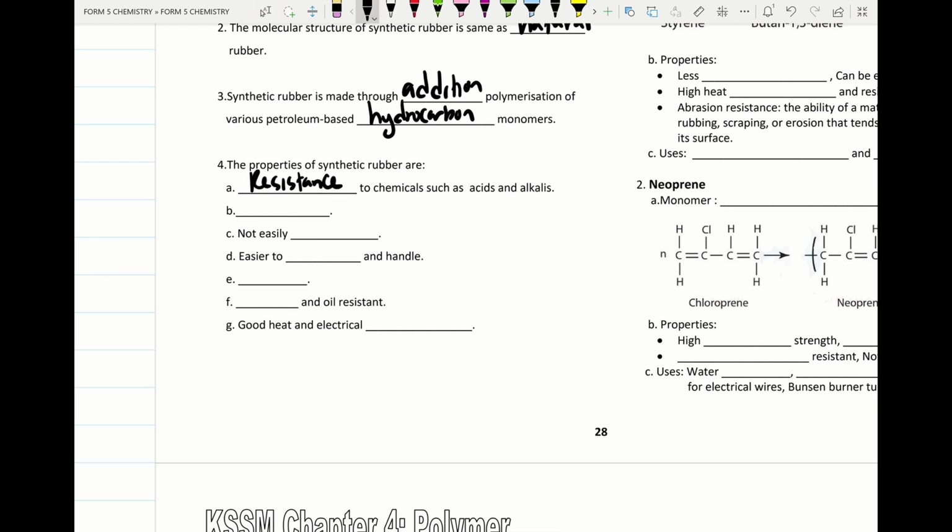The properties of synthetic rubber are resistance to chemicals such as acid and alkali. It is elastic, not easily oxidized, easy to clean and handle. It is water and oil resistant, and a good heat and electrical insulator. So these are the properties of synthetic rubber.